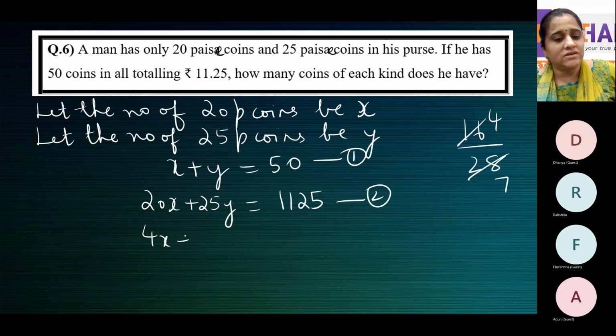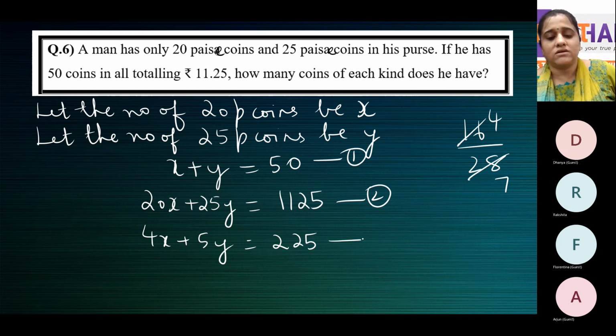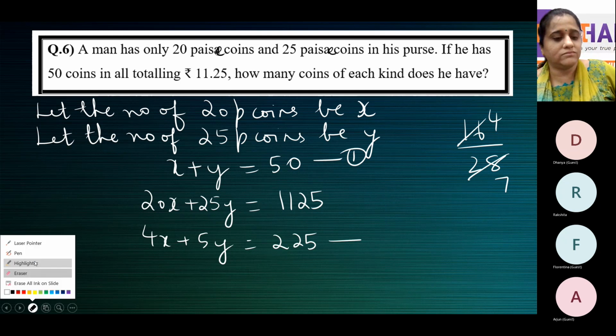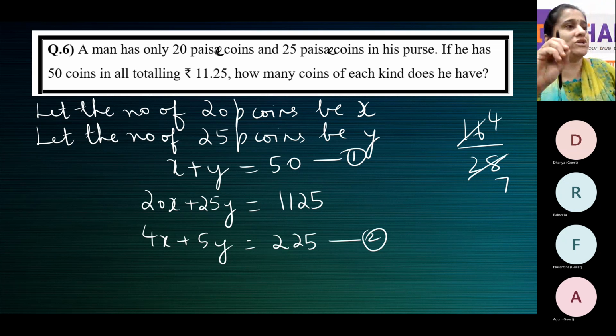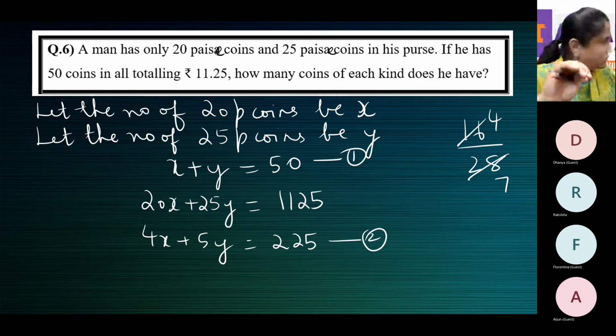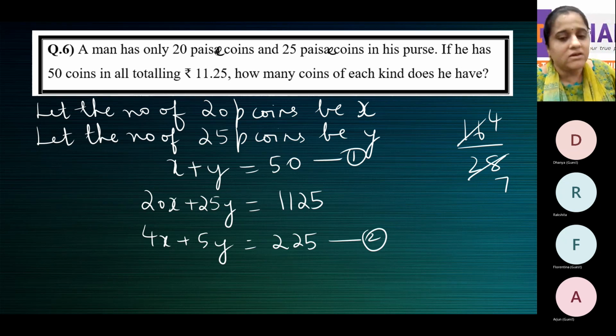So you'll get 4x plus 5y is equal to... 5 2s are 10, 5s are... You just mark this one as 2. You don't mark this as 2. Like how we write a fraction in the simplest form, you can also simplify an equation if you can divide every term by a common factor. So here 20x, 25y and 1125 can be divided by 5 throughout. So divide 20x by 5, 4x, 25y by 5, 5y, 1125 by 5, 225.